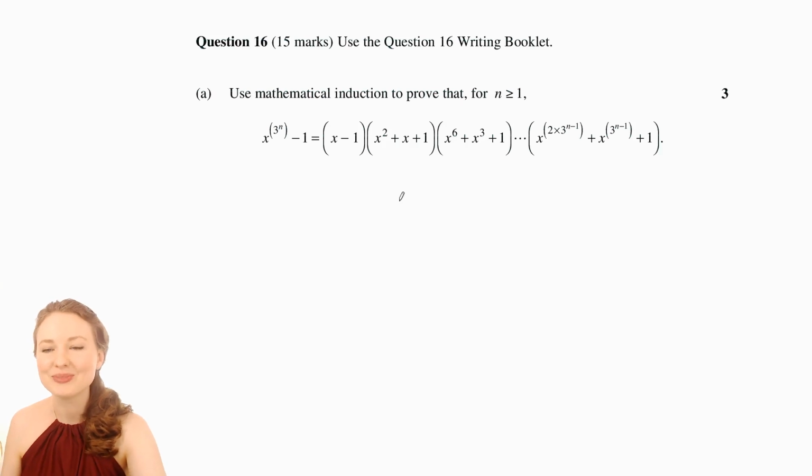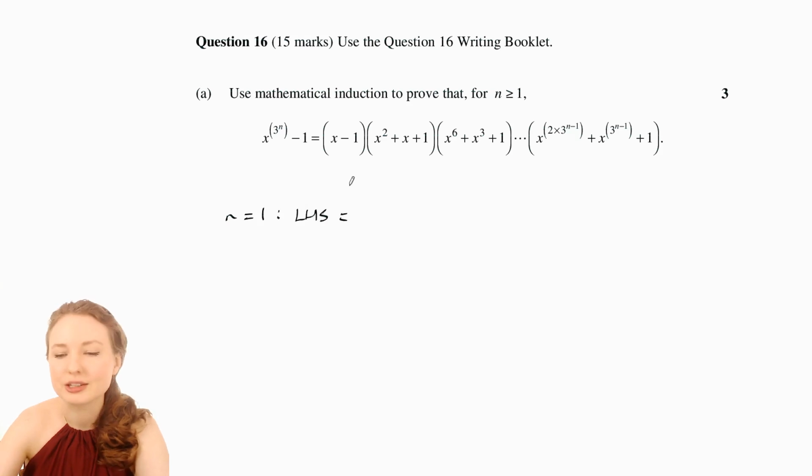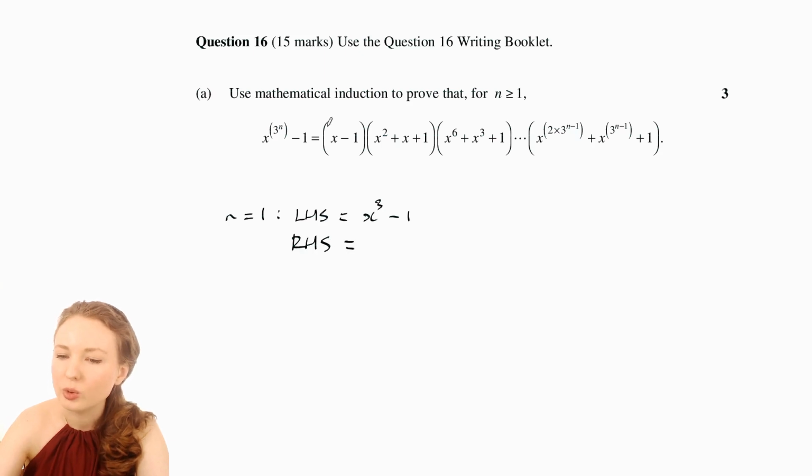Question 16. So with mathematical induction, what you want to do first is show that the statement is true when n equals 1. So you can say when n equals 1, on the left-hand side, 3 to the 1 is just 3, so we've got x to the 3 minus 1. And then on the right-hand side, we have x minus 1.